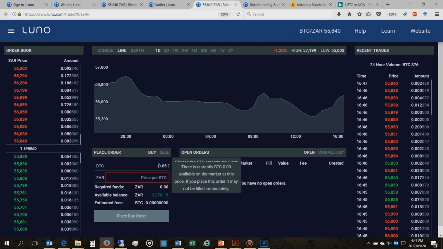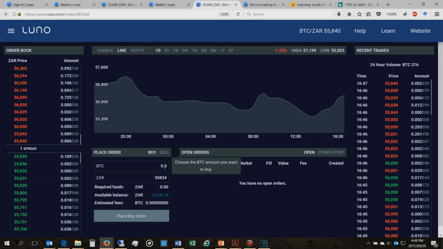Okay, so now you want to actually buy Bitcoin. What you've got to do is determine what price you are comfortable with. Right now I can see there's a spread here of 1. Maybe I'll choose an amount of 55,834 just so that this is a quick transaction. And how much do I want to buy? Let's say I'll buy 0.04.